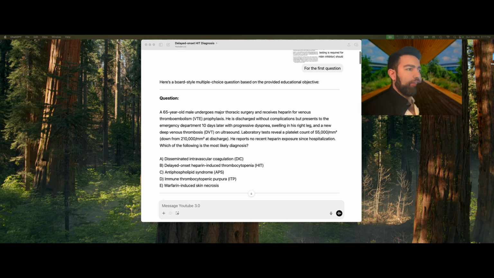This is a 65-year-old man who undergoes a major thoracic surgery and receives heparin for venous thromboembolism, VTE, prophylaxis. He is discharged without complications but presents to the emergency department 10 days later with progressive dyspnea, swelling in his right leg, and a new deep venous thrombosis on ultrasound. The labs reveal a platelet count of 55,000, which is down from 210,000 at discharge. He reports no recent heparin exposure since hospitalization. Which of the following is the most likely diagnosis?